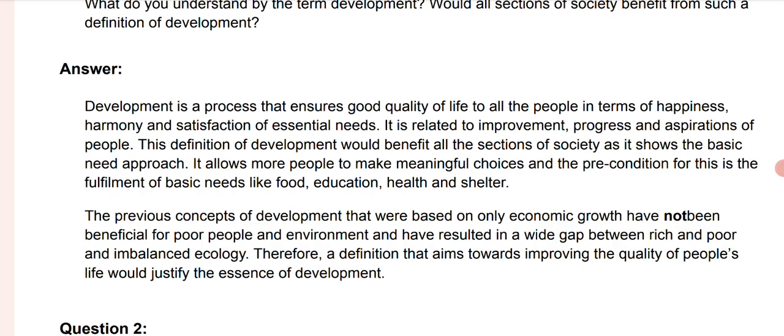It is related to improvement, progress and aspiration of the people. This definition of development would benefit all the sections of society as it shows the basic need approach. It allows more people to make meaningful choices, and the precondition for this is the fulfillment of basic needs like food, education, health and shelter.